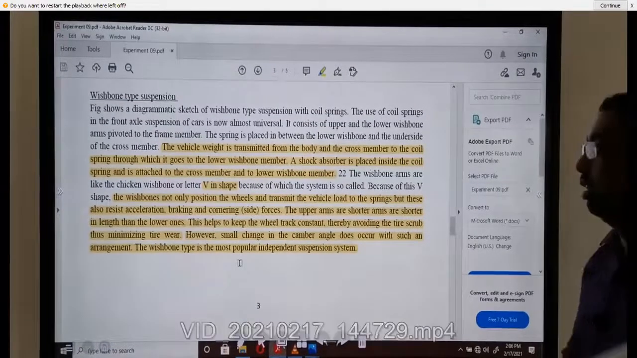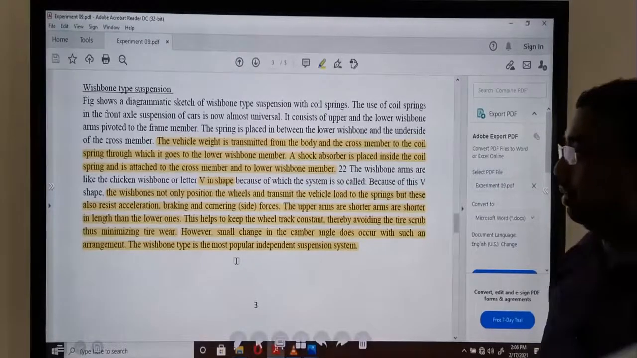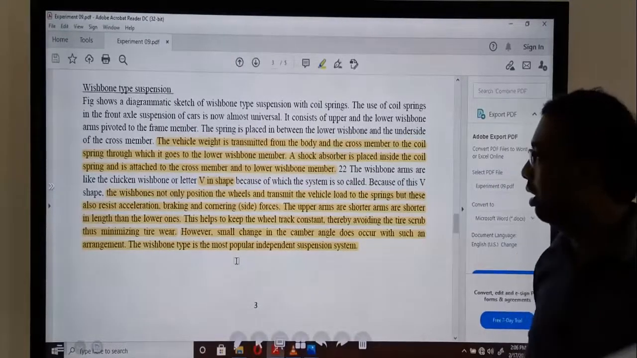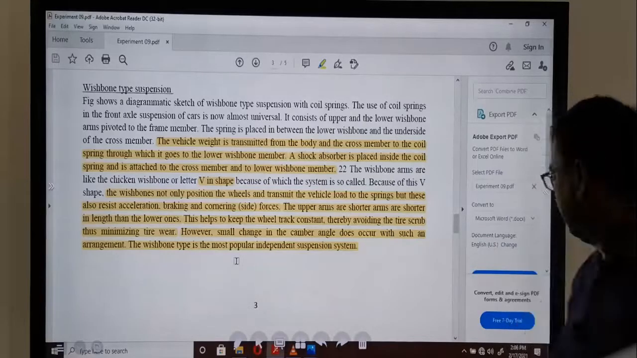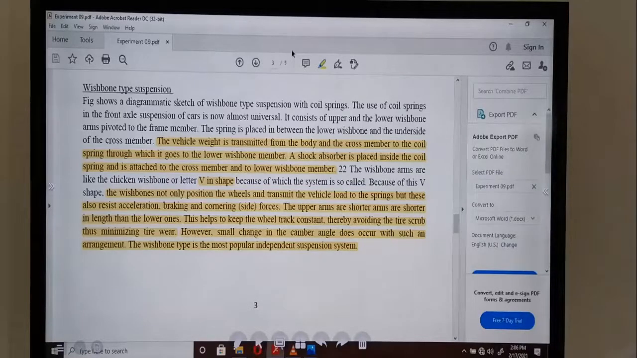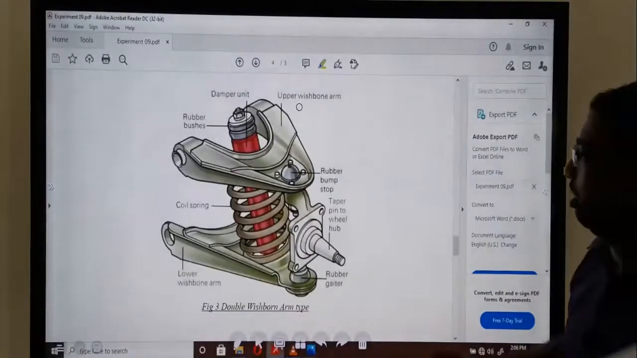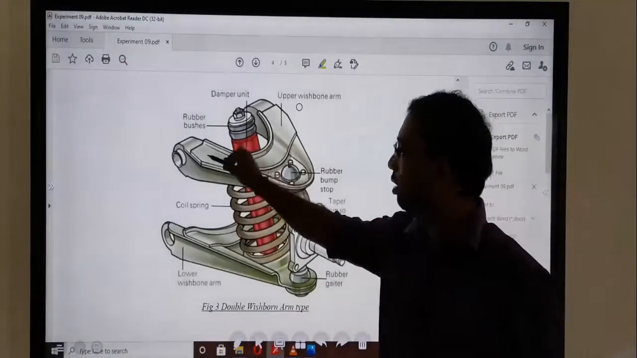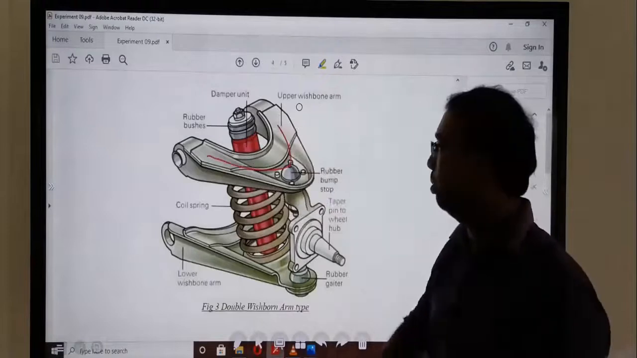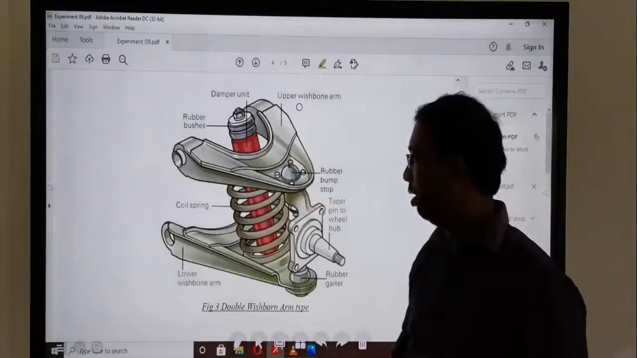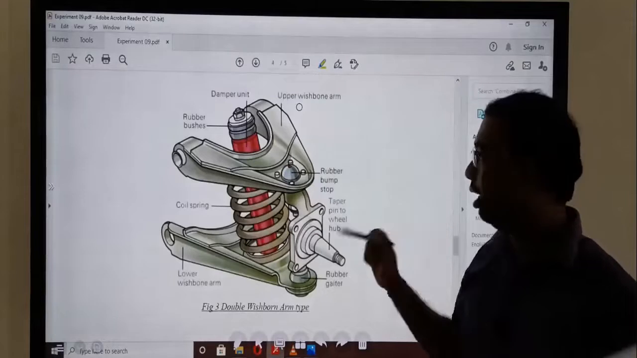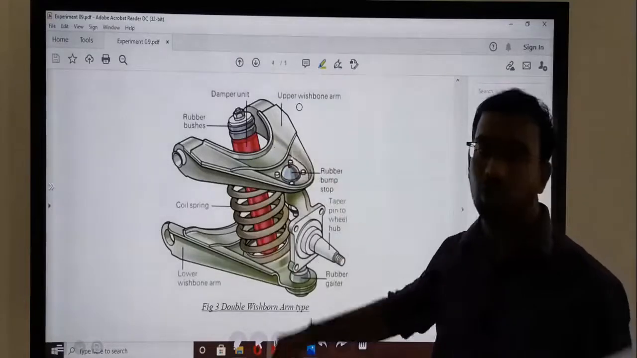Okay, next we are going to study the wishbone type suspension. So what is wishbone? Here you can see this is the wishbone. This V-type arm is called the wishbone. Here there are two arms: this is the upper arm, this is the lower arm.